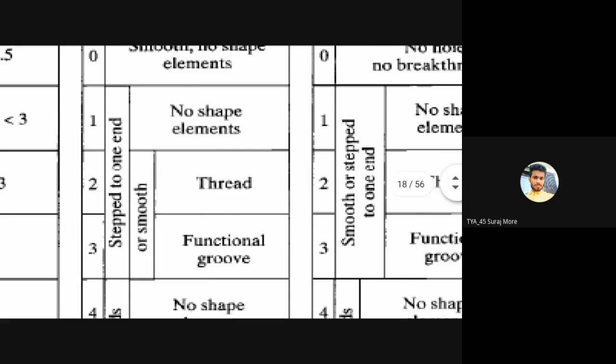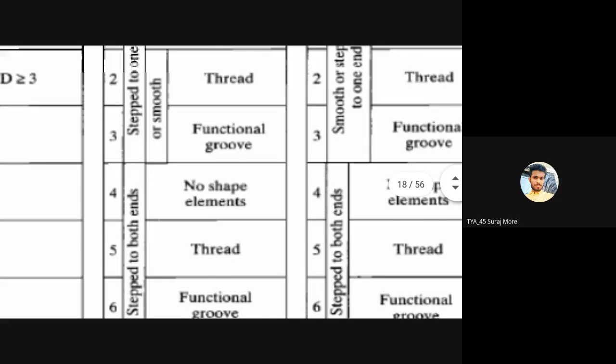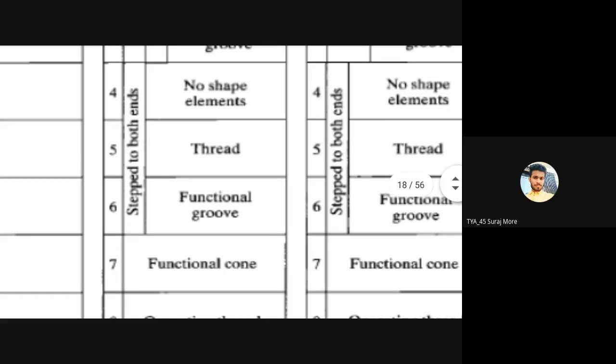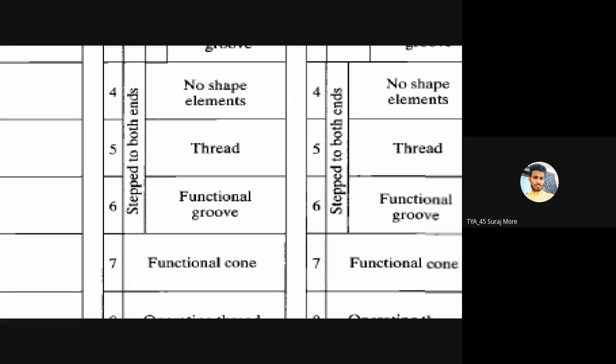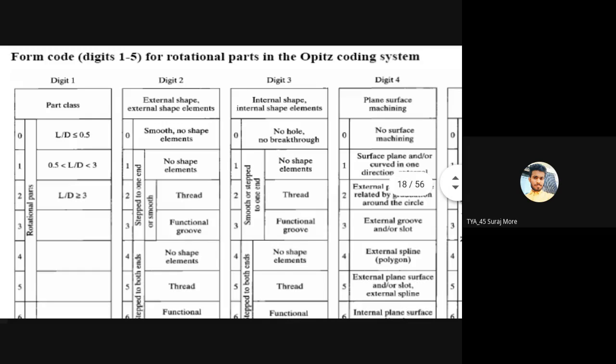Functional grooves are there. These are for the stepped to one end, and another part from 4 to 6 is stepped to both ends, whatever the step, from one end to two ends. Suppose here they have taken one example of the shaft: one-ended, two-ended. This type of codification will be used in the industry. Am I audible?